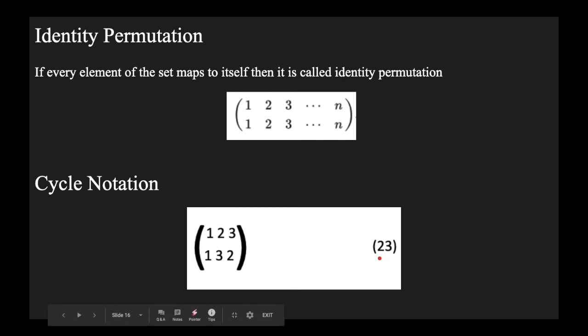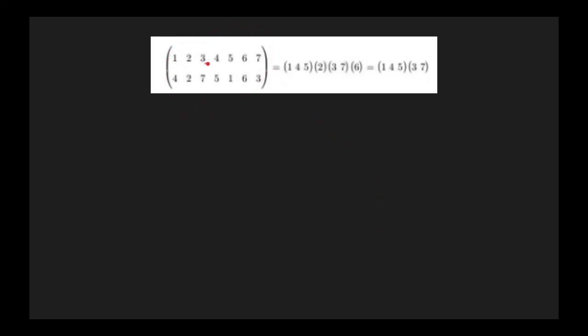Let us consider another example. Consider this permutation. You have 7 entries. So how to write this? First consider 1. 1 goes to 4. Now 4 goes to 5. Now 5 goes to 1. So one cycle is completed. Again 1 goes to 4, 4 goes to 5, and 5 goes to 1. So this entry can be described as (1 4 5). That means 1 goes to 4, 4 goes to 5, and 5 goes to 1. So one cycle is completed.